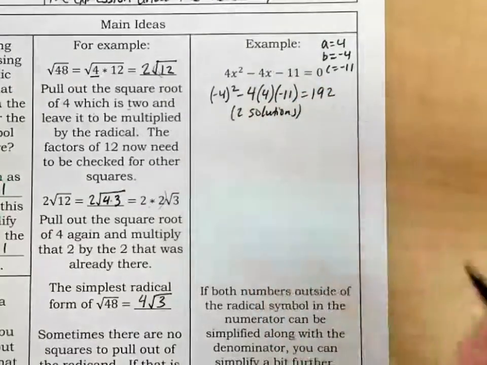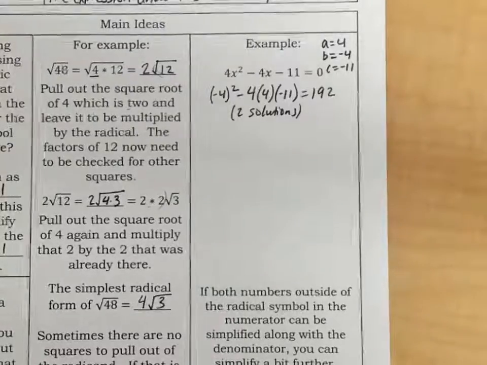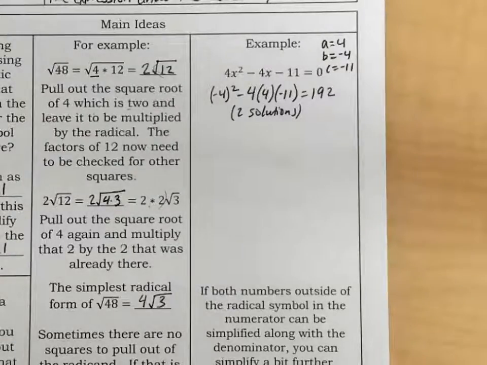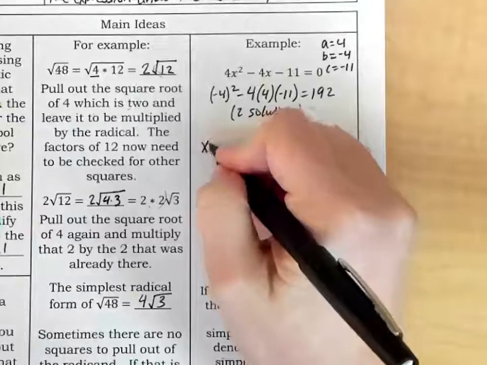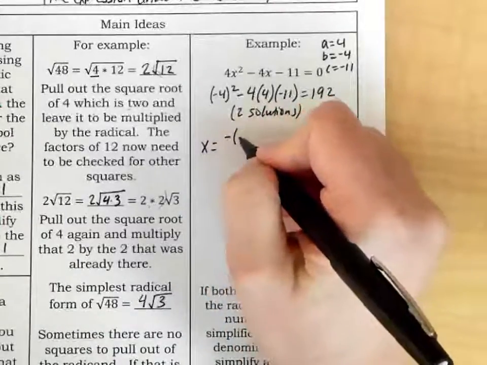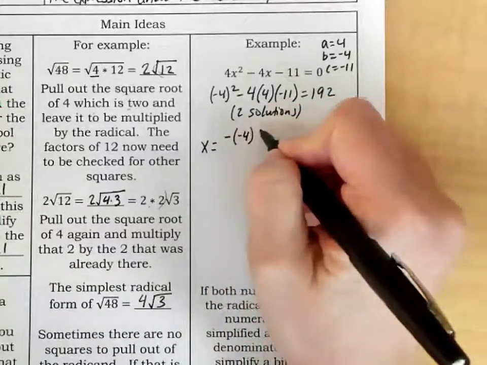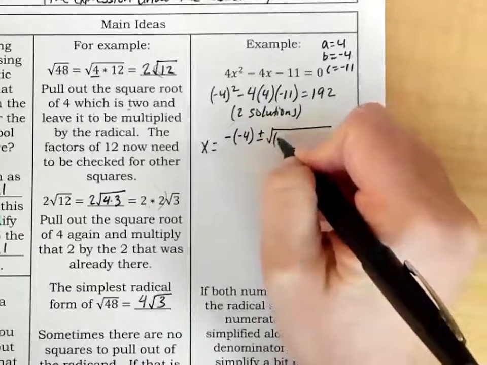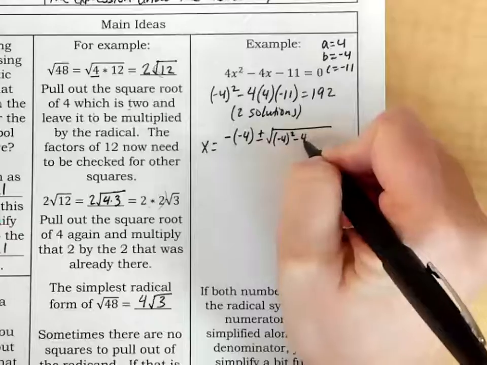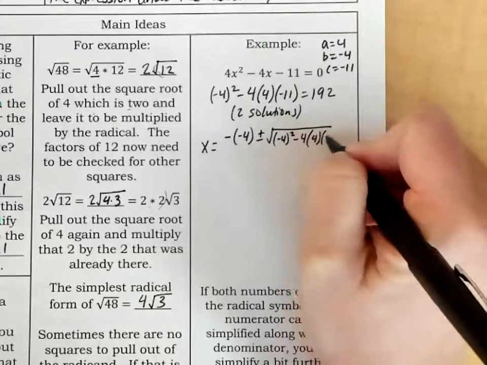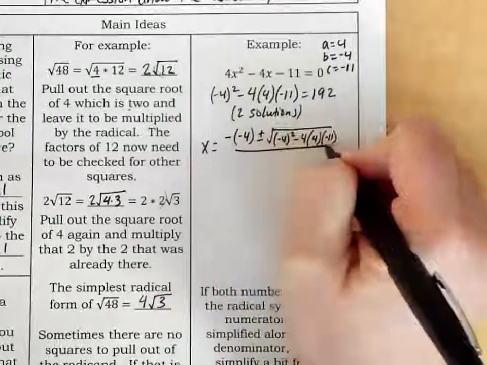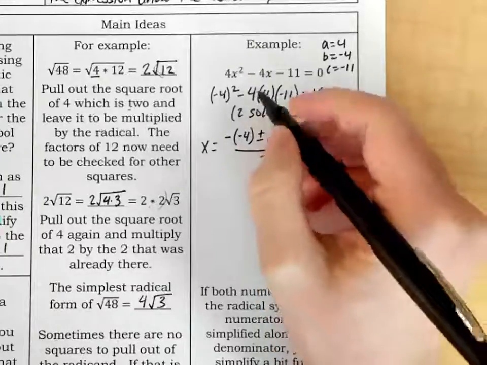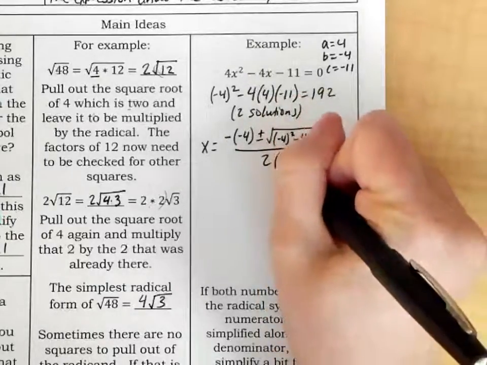So I know that I'm going to have some solutions here. So let's go ahead and plug these into my quadratic formula. So quadratic formula, I have a negative b, and in this case b is a negative 4, plus or minus the square root of that b squared, negative 4 squared, minus 4 times a, which is 4, times c, which is negative 11, divided by 2 times a, in this case, is 4.